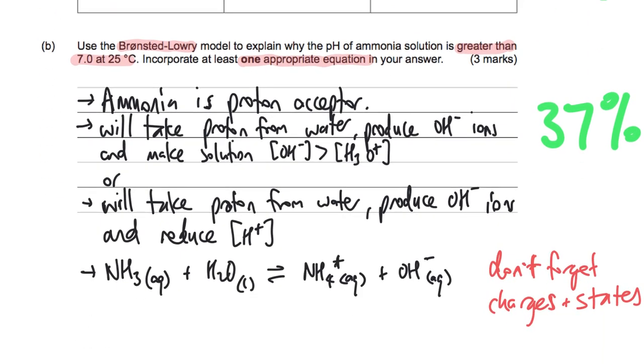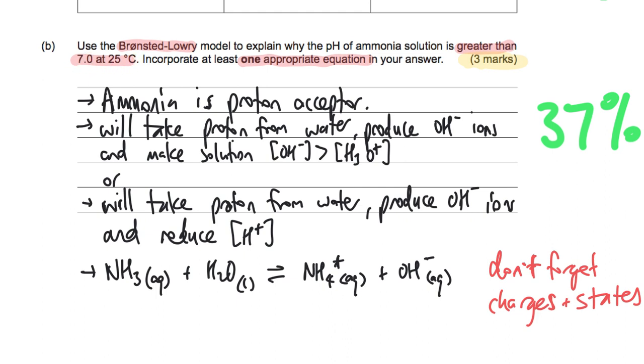Bronsted-Lowry. Use the Bronsted-Lowry model to explain why the pH of ammonia solution is greater than 7 at 25 degrees Celsius. Incorporate at least one appropriate equation for the answer, and you really should be paying attention to the fact that it's worth 3 marks. So it should be a clear breakdown. I only need 3 points. One of them is going to be the equation. One should be talking about the Bronsted-Lowry model, and the other should be talking about the pH greater than 7.